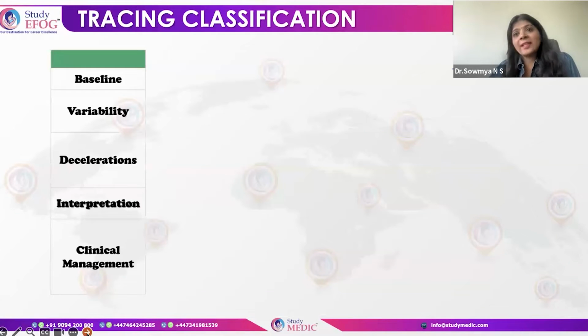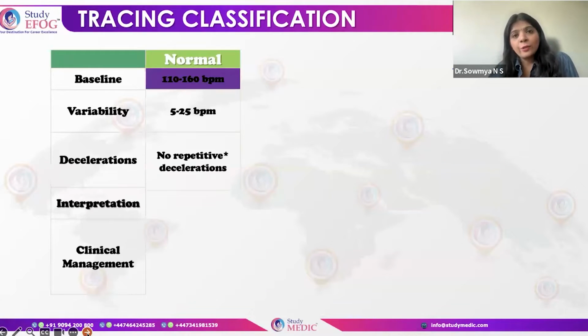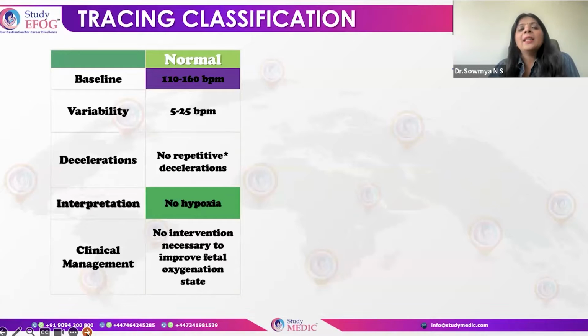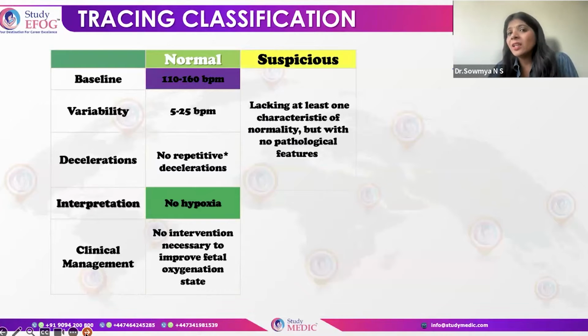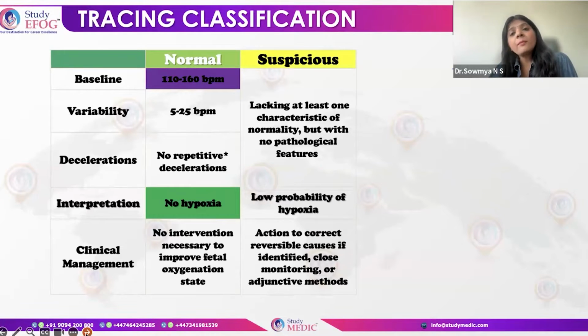The tracing classification, as I mentioned, is according to the FIGO 2015. So they do mention normal heart rate is 110 to 160 and the variability is 5 to 25. Decelerations, nothing should be repetitive. And in this case, you really don't need to do anything.